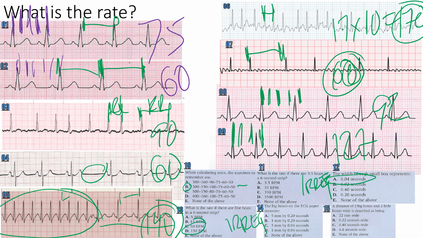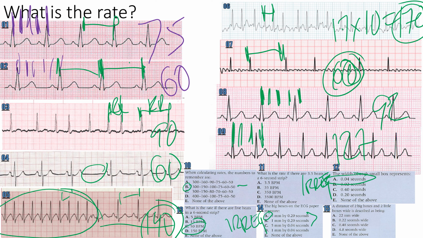Big boxes are 0.20 seconds, all right? But they've got 2 options for 0.20, so which one is it? A. A big box goes 5 boxes up and 5 boxes across. Otherwise, it's not a box, right? It'd be a rectangle.